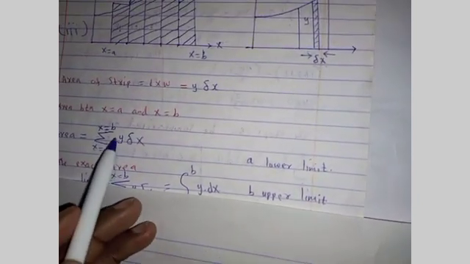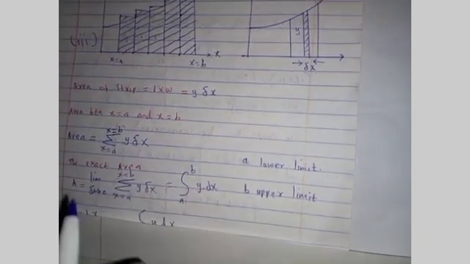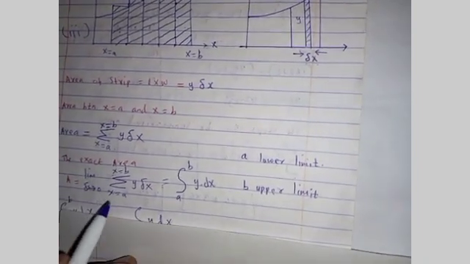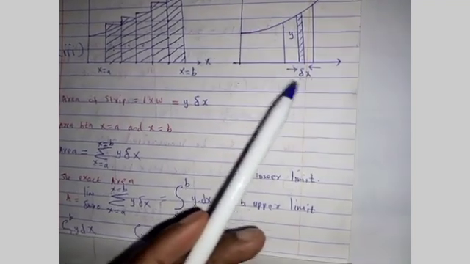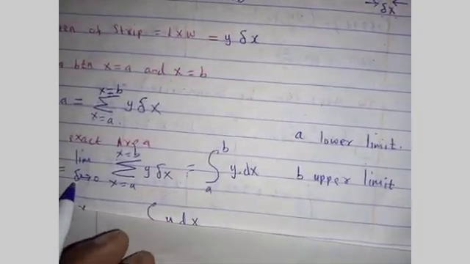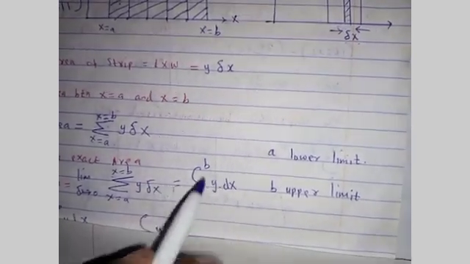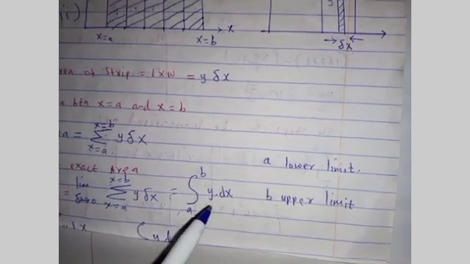So when we sum, we then take the limit as the width of the rectangle becomes smaller and smaller, as delta x tends to 0. The summation will be equal to the integration from a to b of y with respect to x, where y is the curve given. Now, in this case, a is referred to as the lower limit and b is referred to as the upper limit.